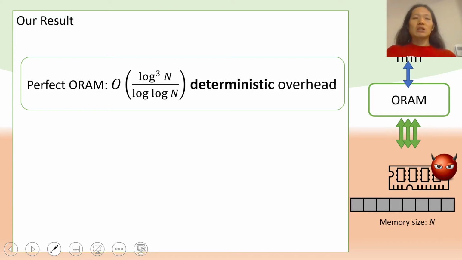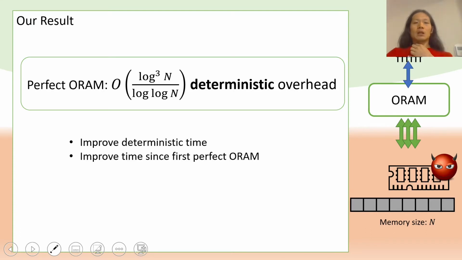We constructed a perfect ORAM that takes slightly less than log cubed overhead, and the time bound is deterministic. So we improved the deterministic time of perfect ORAM from square root to polylogarithmic in problem size. Also, this is the first improvement in running time since the first construction of perfect ORAM proposed by Damgård, Meldgaard, and Nielsen almost a decade ago.